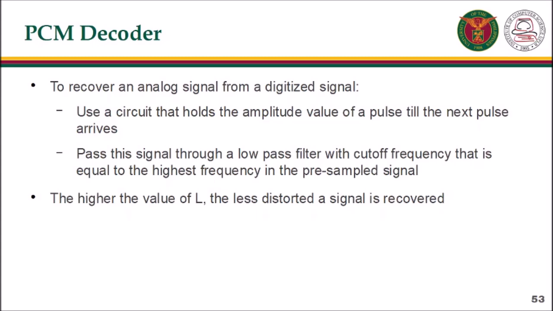To recover an analog signal from a digitized signal, we use a circuit that holds the amplitude value of a pulse till the next pulse arrives. Pass this signal through a low-pass filter with a cutoff frequency that is equal to the highest frequency in the pre-sampled signal. The higher the value of L, the less distorted a signal is recovered.